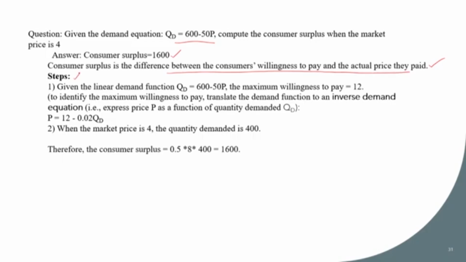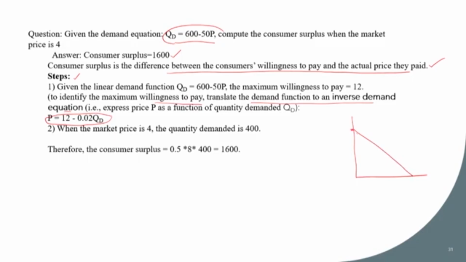There are different steps involved, because the equation we are given is the demand equation, so you need to calculate the willingness to pay from here. In order to identify the maximum willingness to pay, translate the demand function into an inverse demand equation, that is, price P as a function of quantity demanded QD. Then you are going to get P equals 12 minus 0.02 QD. That means when you draw this, it becomes like this.